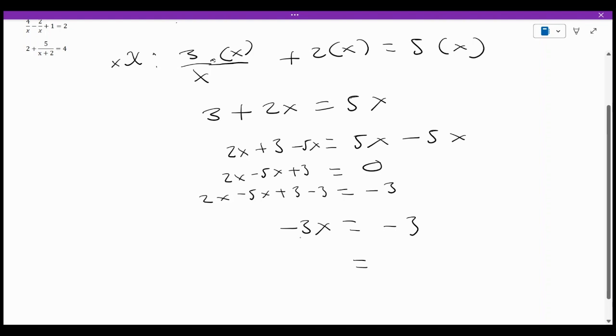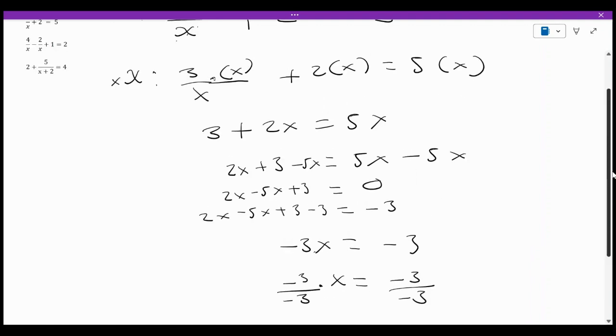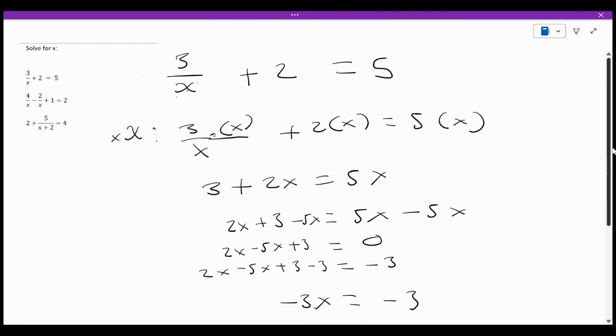Now, what can we see here? We see that we have a negative 3 multiplying with an x. How do we get rid of that negative 3? We do the opposite of it, it's multiplying. Therefore, we'll say negative 3 divided by negative 3, okay? And what you do on one side, you also do on the other. And negative 3 divided by negative 3, that's just 1. 1 here as well. Those negatives cancel. 3 by 3 is 1. So our x is 1.